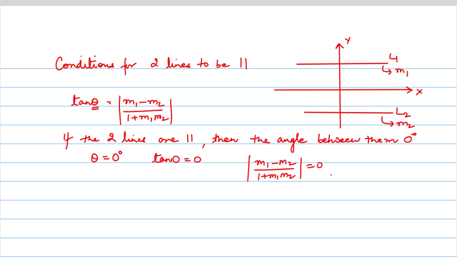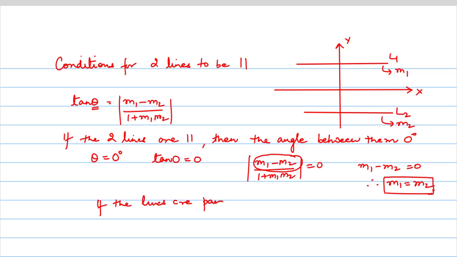And this is possible only when M1 minus M2 comes out to be 0. If this is 0, only then we will get 0. Therefore, M1 minus M2 should be 0. Therefore, what do we get? M1 is equal to M2. This tells you that if the lines are parallel, their slopes will be equal.